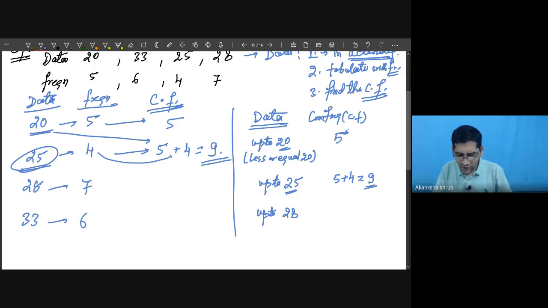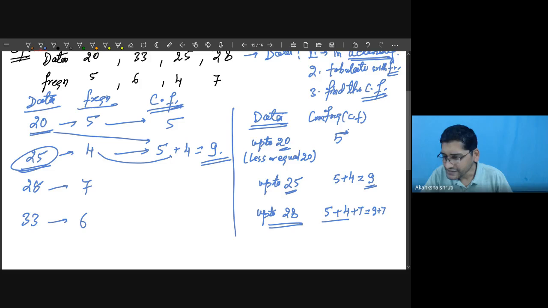Next we have to go for up to 28. Up to 28 includes which data? Data up to 20, data from 20 to 25, and 25 to 28 also. This will include the data 20 as well as 25, which is 4, as well as 4. It is up to and equal to 28 that we are considering. Okay, student? So it is our 7.